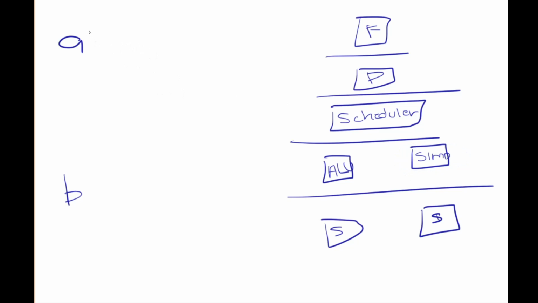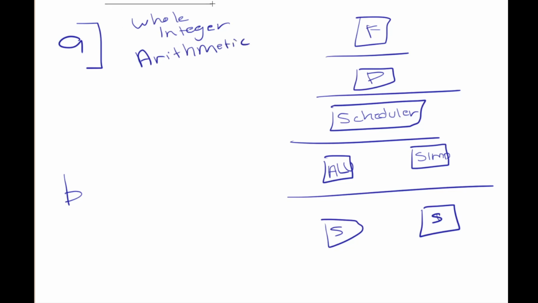Okay, now let's say we have thread A, and it is primarily concerned with doing whole integer arithmetic. The primary type of instructions on this thread is whole integer arithmetic.